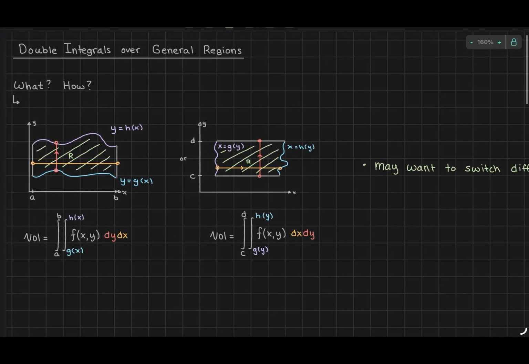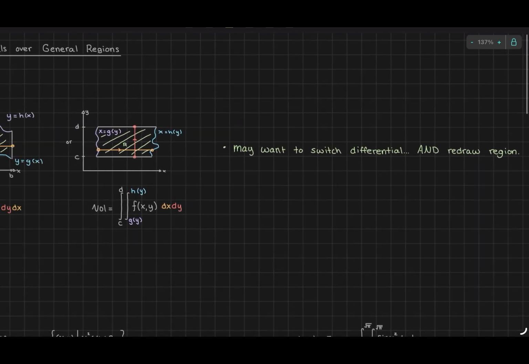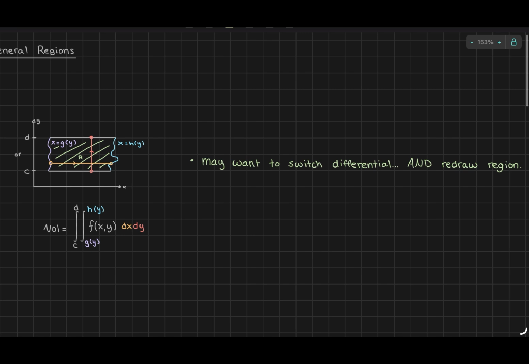So one thing that I have to make clear now: we may want to switch our differential, and if we switch our differential, then we're going to have to redraw the region. What I'm trying to say is that when we have a function, in one order it may be a little more difficult than the other. So if we redraw the region and switch our differential, our bounds are going to have to change. It's not simple like it was in rectangular regions, where we were able to just switch one bound with the other bound. That's not something we can do anymore, and I'm sure we can understand why that might be problematic.